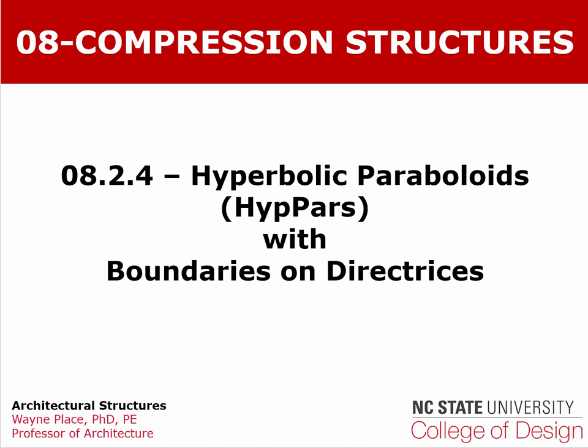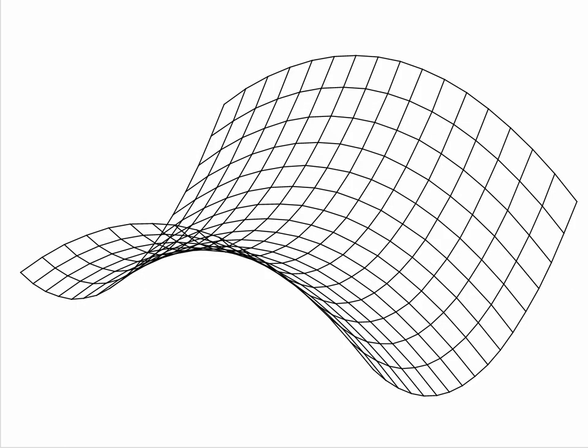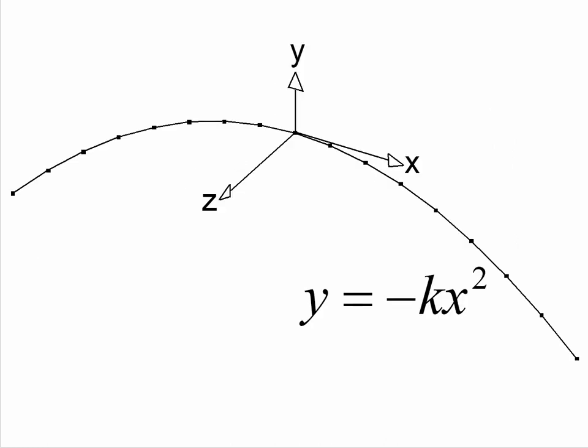Welcome back to our series of videos on compression vaults. This particular video focuses on hyperbolic paraboloid surfaces with boundary edges on the geometric directrices of the hyperbolic paraboloid surface. In previous videos, we examined some of the geometric and structural properties of this structure, which is based on the hyperbolic paraboloid shape. This is the key geometric form, which can be generated by starting with a single parabola.